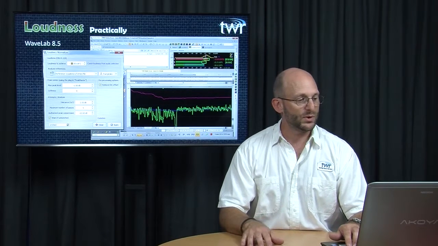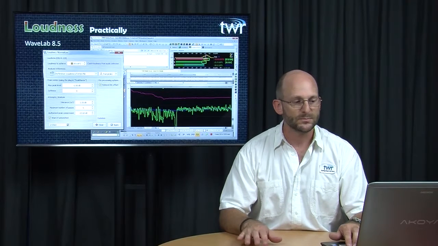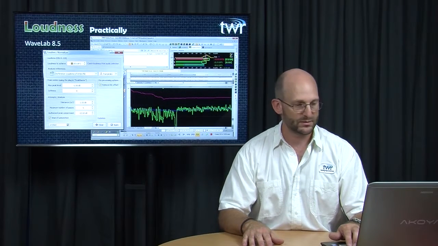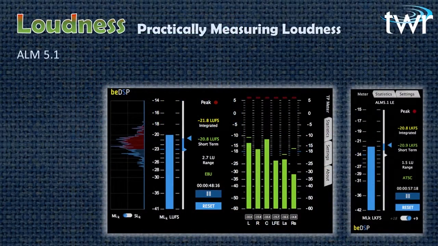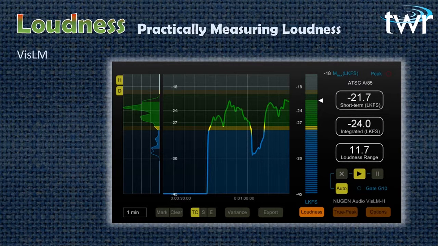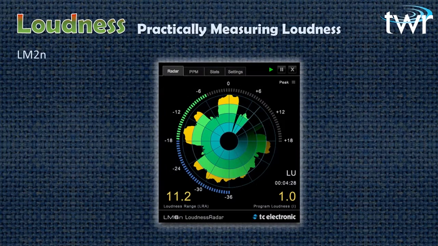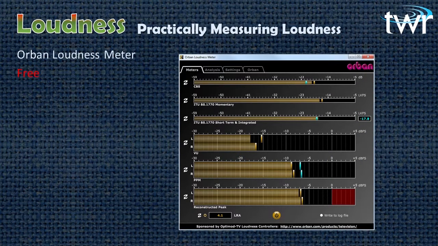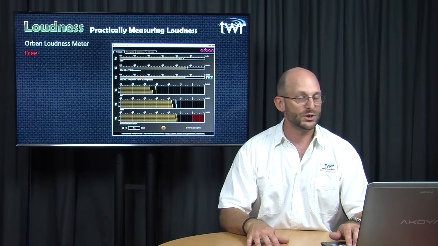Now, if you don't have Wavelab 8.5, you can also buy some plugins that will help you measure loudness. Here are some examples. This is ALM 5.1 from BDSP. This is LCast from MeterPlugs. This is VisLM from NewGen Audio. This is LM2N from TC Electronics. And this is a standalone free meter from Orban. You can download and run it on your computer without having the need for a digital audio workstation.